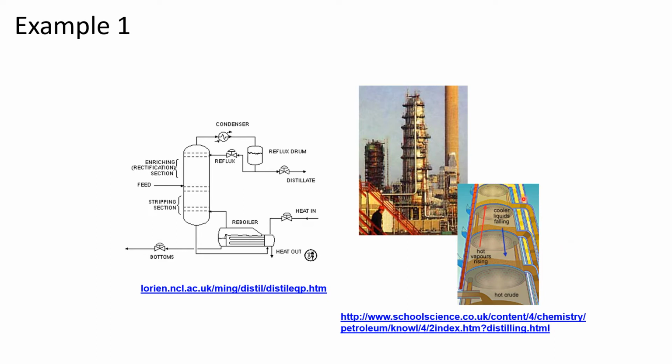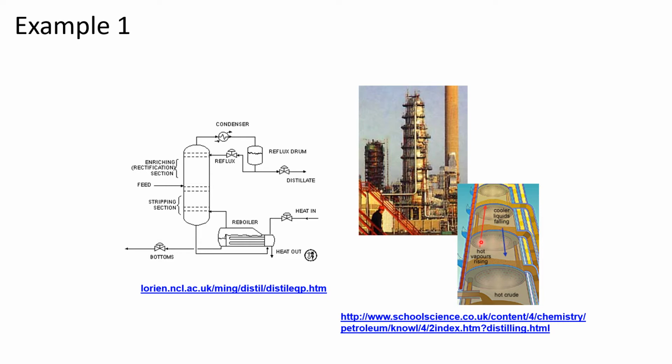The reflux that's produced by condensing the gas that comes off the top of the column falls down, and it's illustrated by this blue arrow here, the liquid falling down the column. The vapor produced by the reboiler rises up the column.